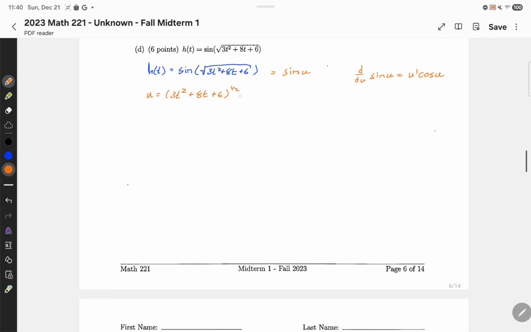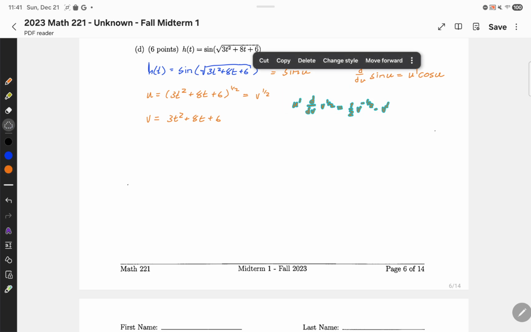And so to do that, we're still going to need to do one more u sub. So we're going to let v be equal to 3t squared plus 8t plus 6. And so now what is the derivative? Actually, let's write this out explicitly. u is now equal to v to the 1/2. So the derivative with respect to v of v to the 1/2 is just going to be bring down the 1/2 and then subtract 1 times v prime, like this. And this is, of course, what u prime is equal to.